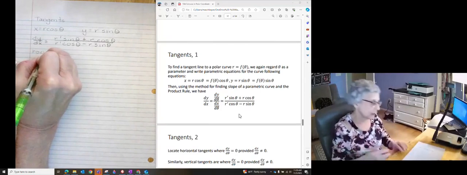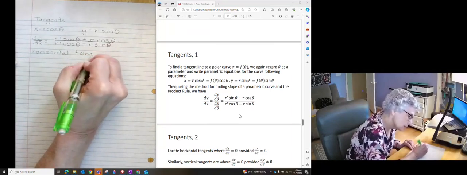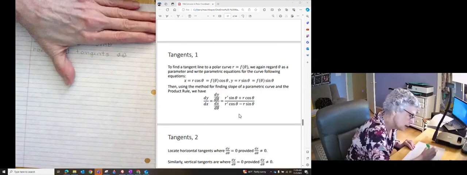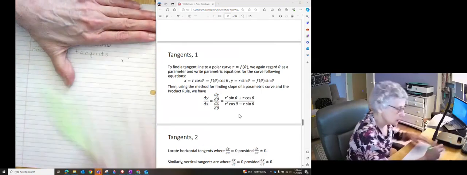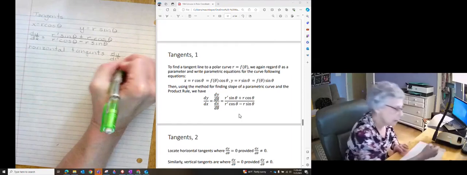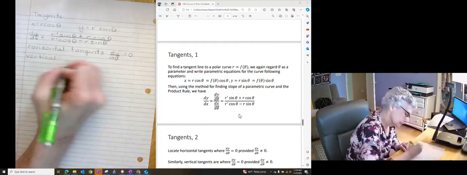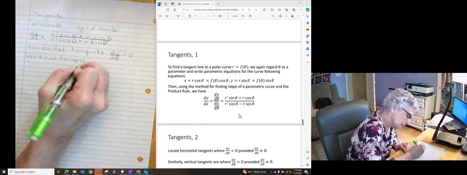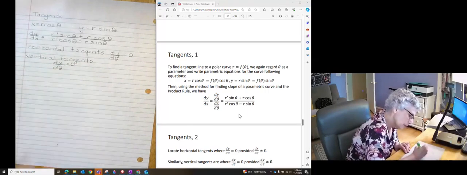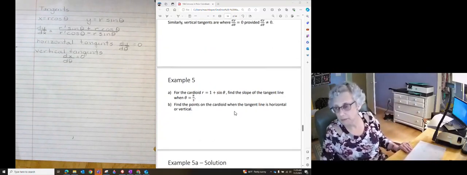If we want to know where the horizontal tangents are, just like with our parametric equation, horizontal tangents happen when dy d theta is equal to 0, as long as dx d theta is not. Vertical tangents happen when dx d theta is equal to 0, when you have undefined slope.